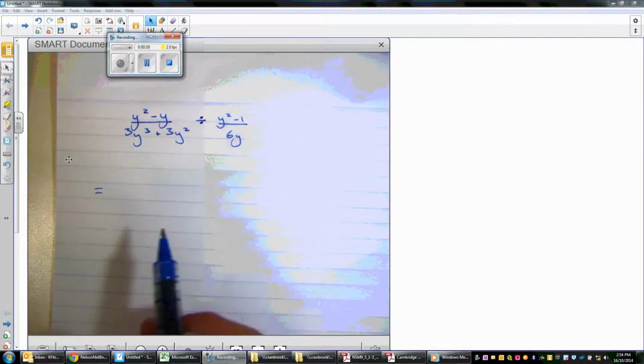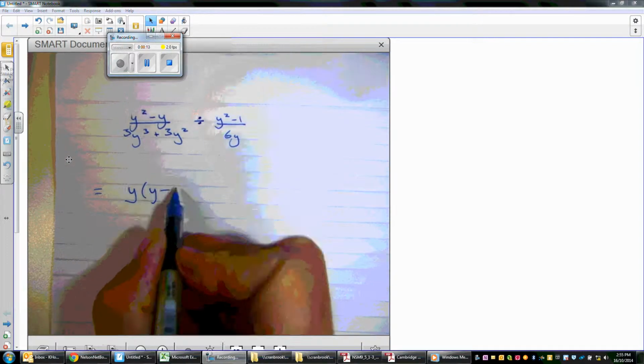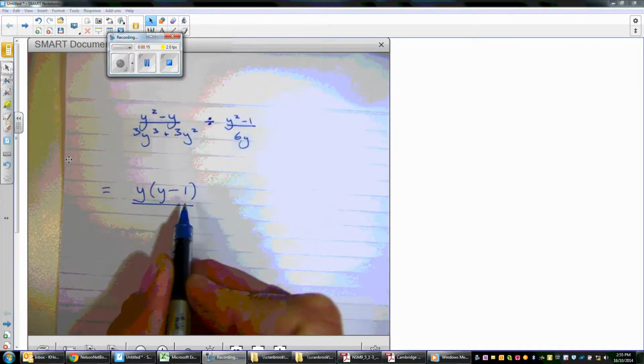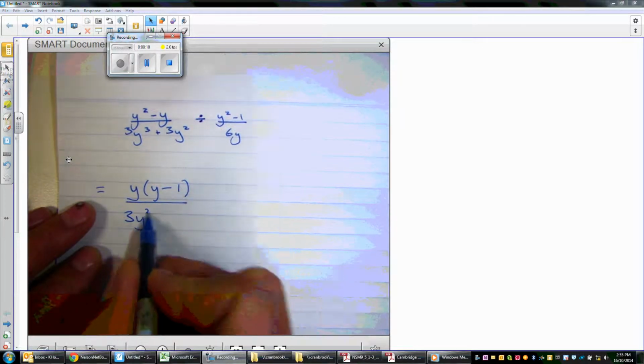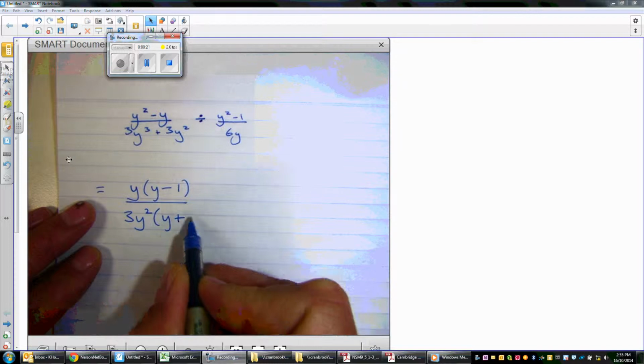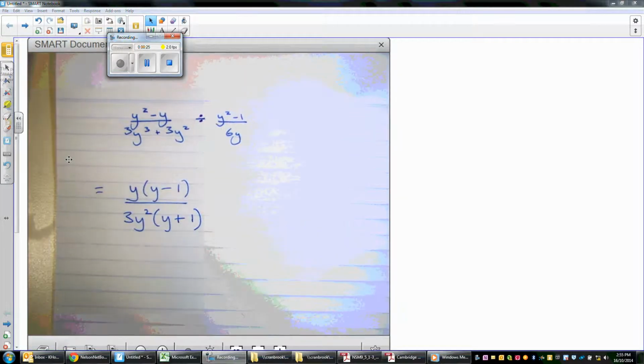Okay, as always with algebraic fractions, the first thing we do is factorise, so let's start by doing that. Factorise the top of this first fraction. Factorise fully the second fraction. Okay, and then I'm dividing by another fraction.